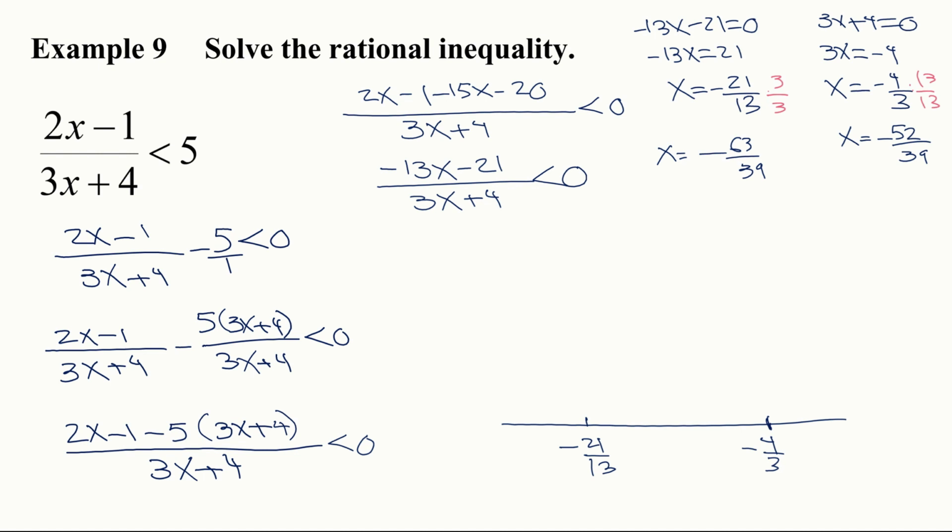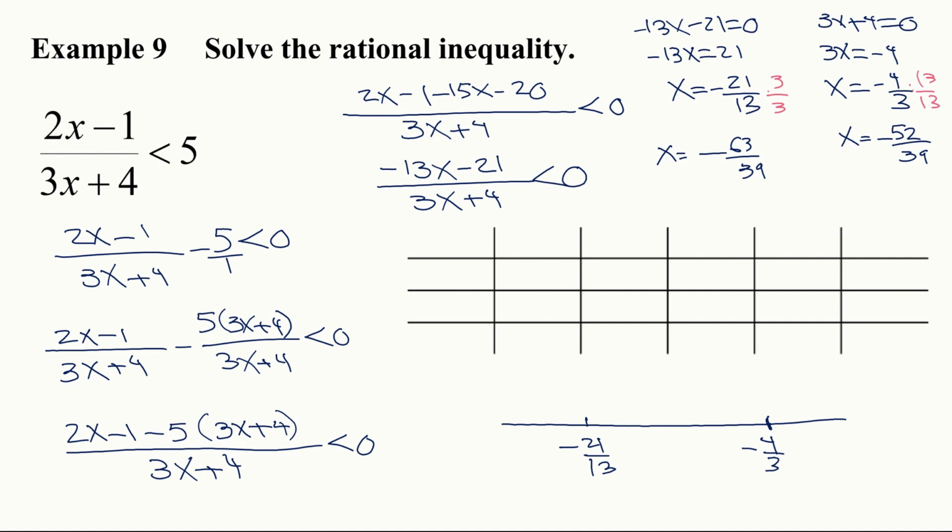All right, so now we can do our table. Okay, so we have negative 13x minus 21, 3x plus 4, and then we want to look at the quotient of negative 13x minus 21 over 3x plus 4. So notice that the regions of interest are going to be everything to the left of negative 21 over 13. So negative infinity to negative 21 over 13.